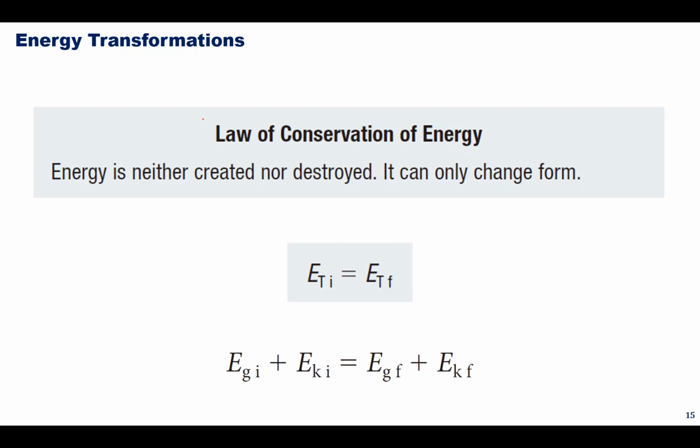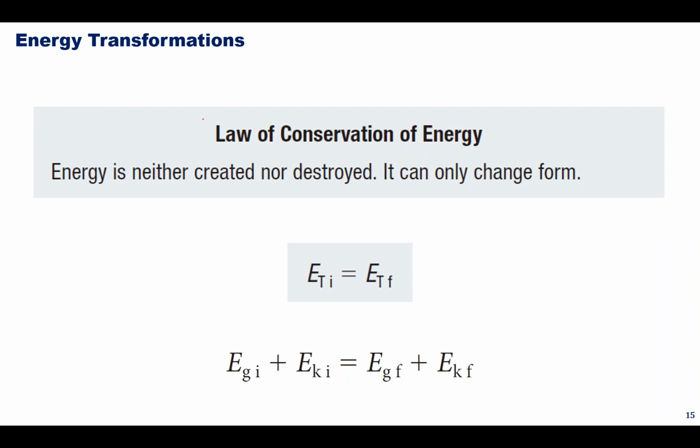Although her gravitational potential energy decreases, the energy does not just disappear. As her kinetic energy increases, it too does not just appear from nowhere. The potential energy transforms into kinetic energy as the diver falls. Energy is neither created nor destroyed. It simply changes form. In fact, the total mechanical energy, the sum of kinetic and potential energy, remains constant. This important law of nature is called the law of conservation of energy, which states that energy is neither created nor destroyed. It can only change form.